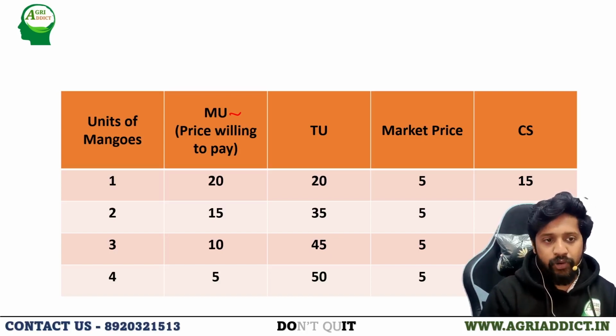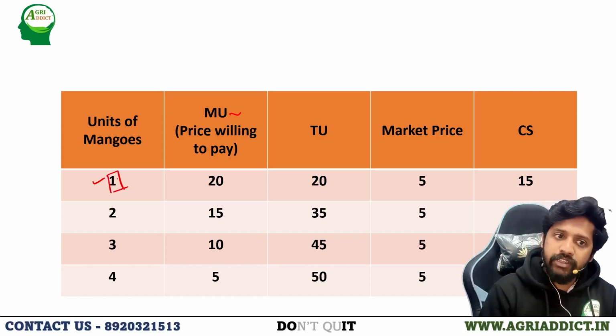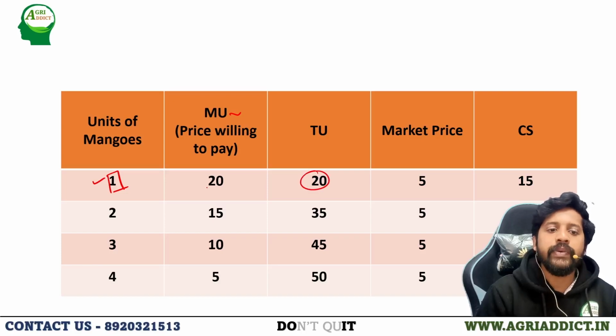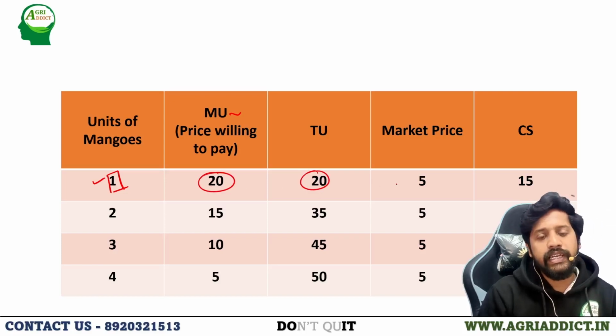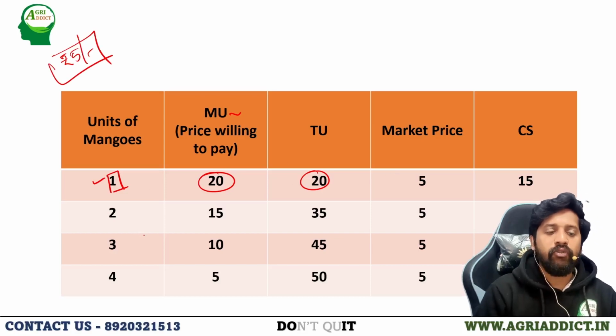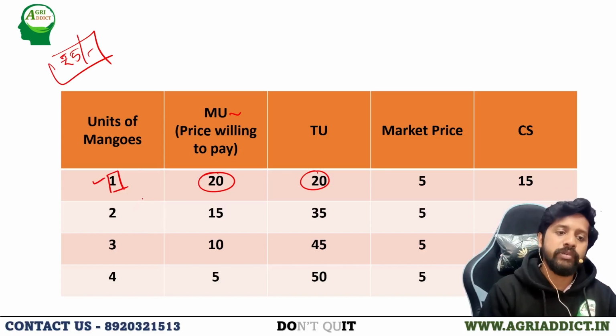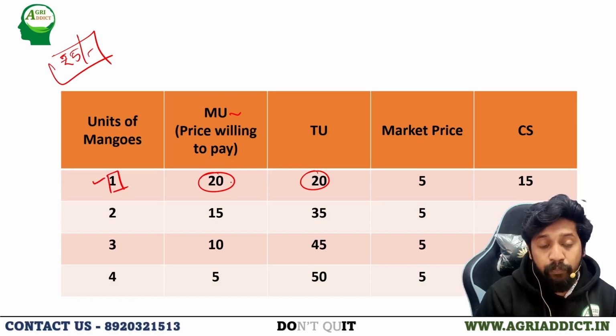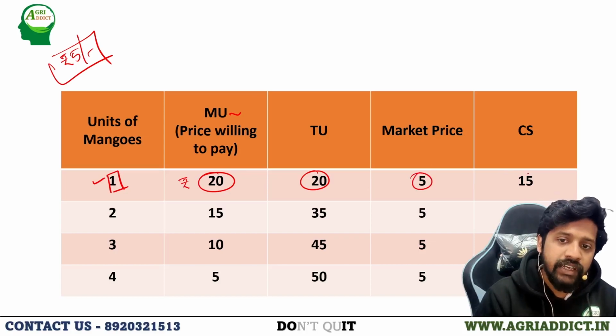So when I am consuming the first unit of mango, my total utility is 20 as well as my marginal utility is also 20. But remember that for each mango the market price is only 5 rupees. For each mango, however many I consume, it doesn't matter. For each mango the market price is just 5 rupees only, right? So I was ready to purchase this one mango for 20 rupees, but the market price was just 5 rupees. So what is my consumer surplus? It is just 15, right?